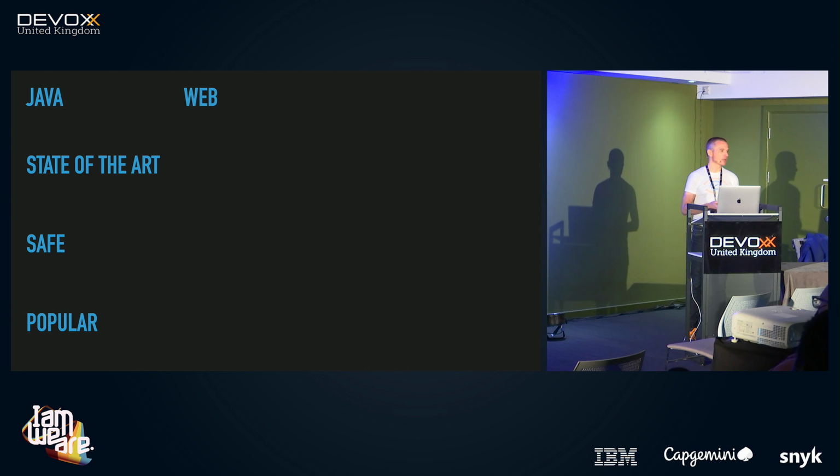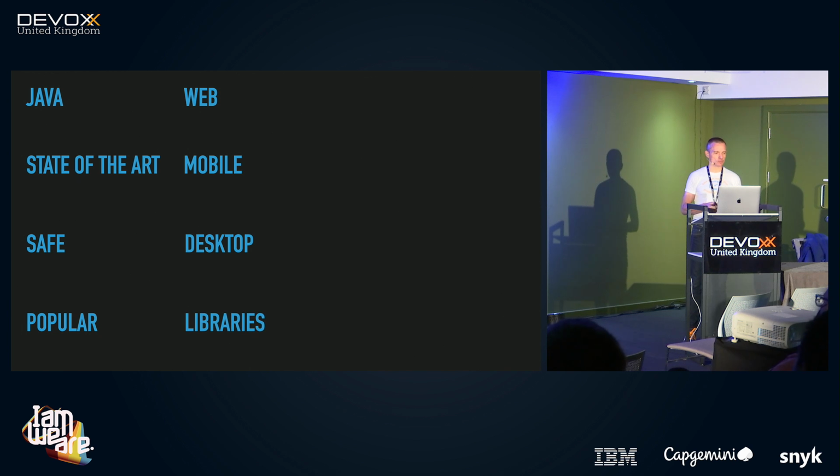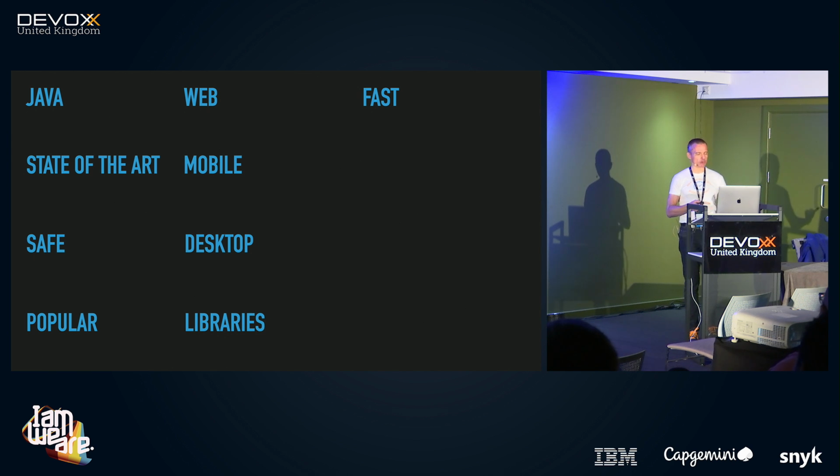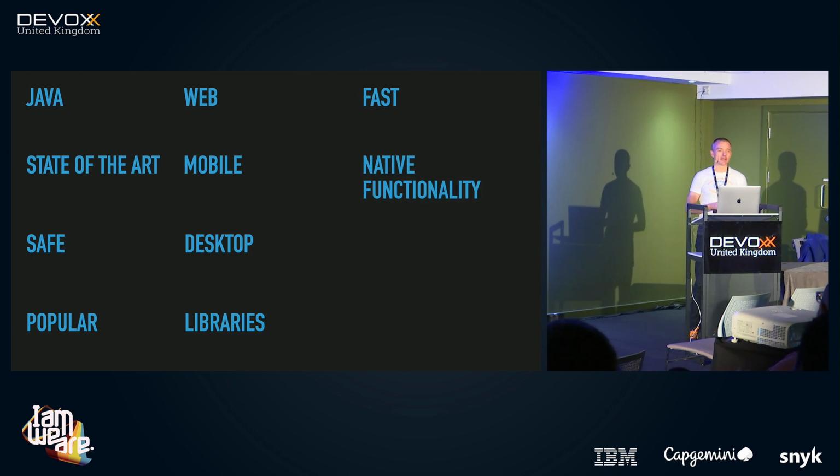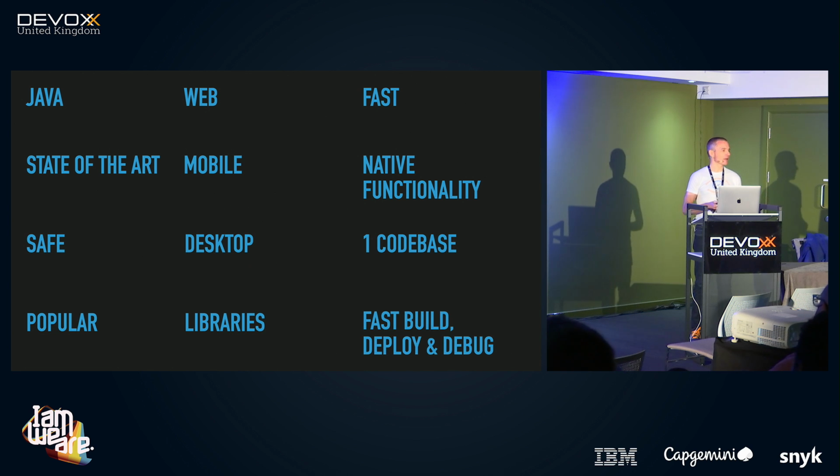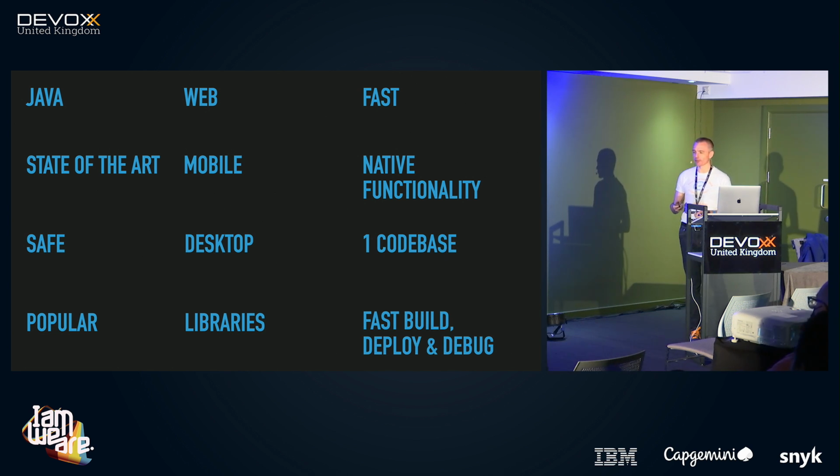Now, we want to build web applications. We want to build mobile applications. We want to build desktop applications. We want to have many libraries so that we don't have to write the code all ourselves. We want to create fast applications that have access to the native functionality of the devices that they're running on. We want to use one code base for all of that. And we want to have a fast build, deploy, and debug. I mean, nobody likes to wait for the compiler, right?